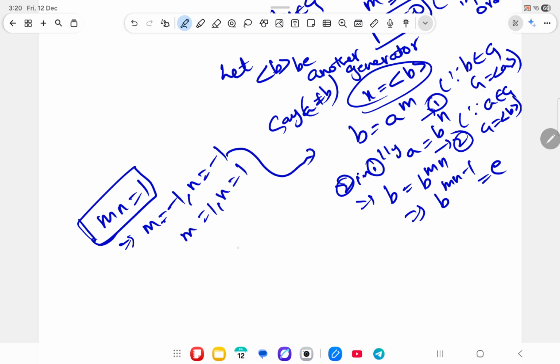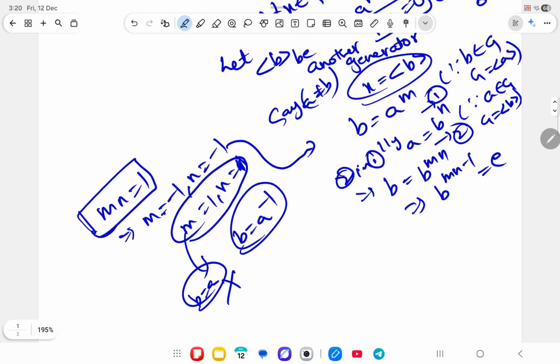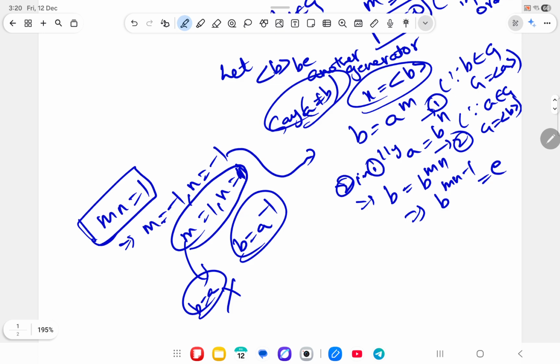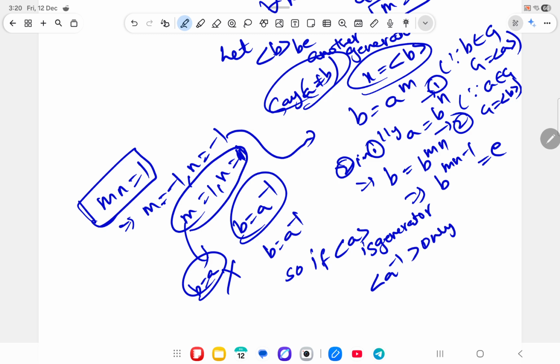If we put this here, this implies b is equal to a inverse. If you put b is equal to a, that won't be the solution because we already took a not equal to b. So b is equal to a inverse. So if a is a generator, then the other generator should be a inverse. So this is the first one.